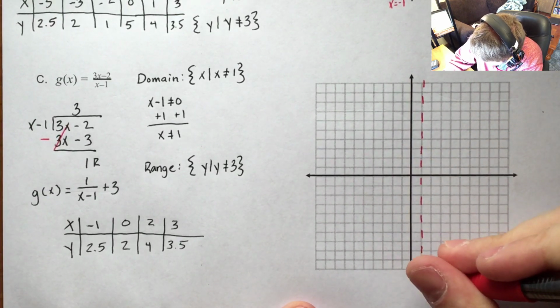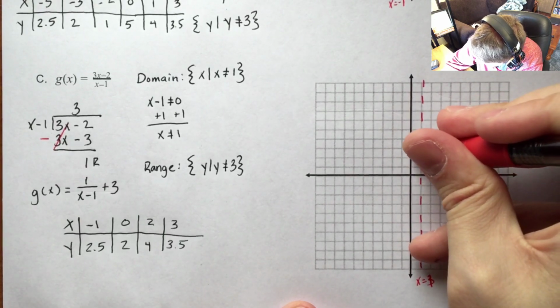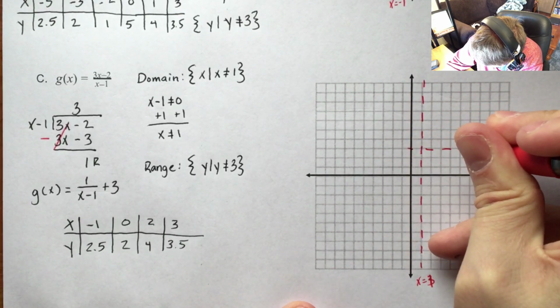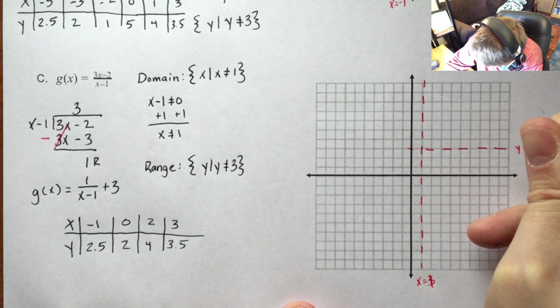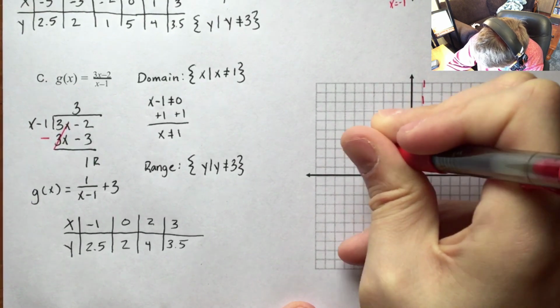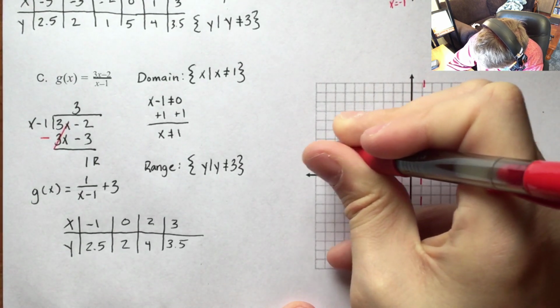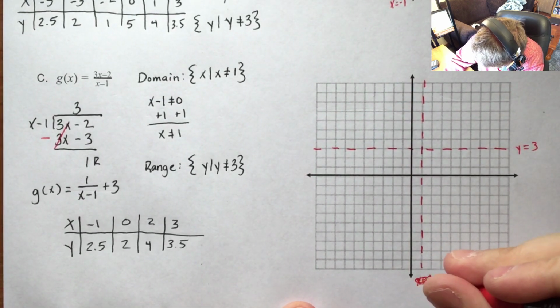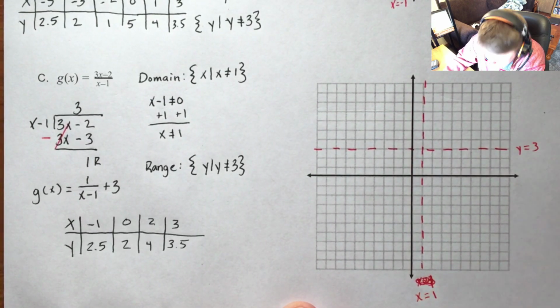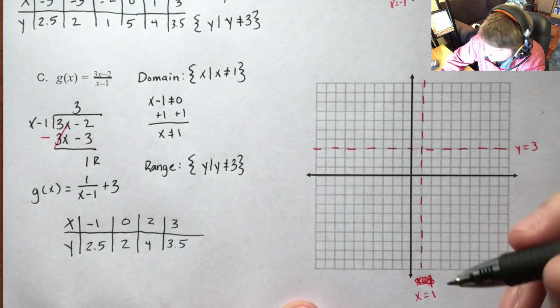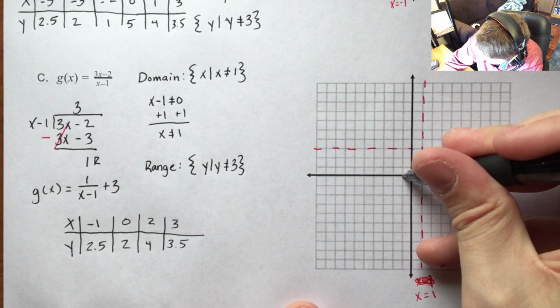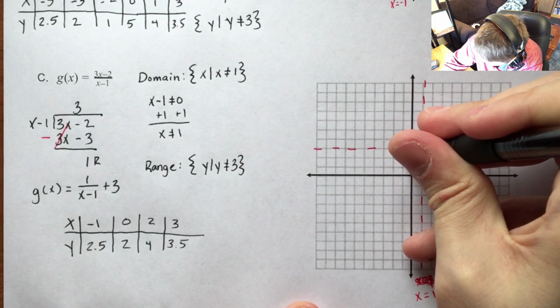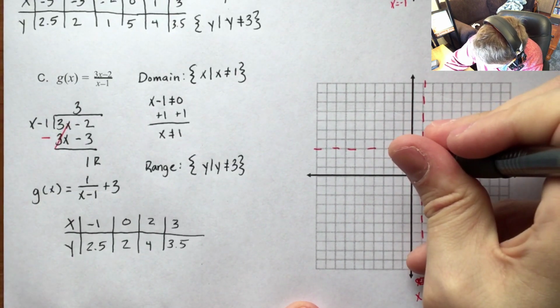This is 1, and then y is 3. 1, 2, 3. Okay, and then let's graph our ordered pairs. -1, 1, 2.5, and then 0, 2.